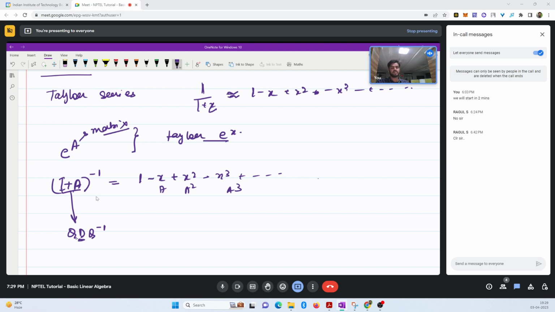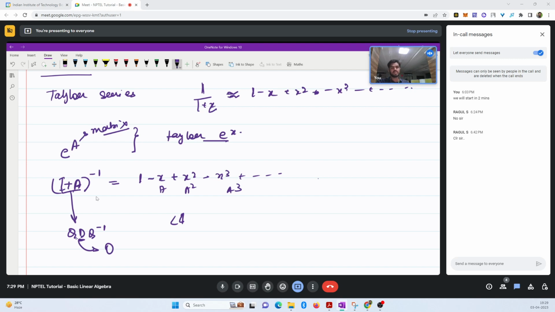Let's say the diagonal entries, if they are less than 1, I'm just taking an example, then eventually this thing will go to 0, right? So these kind of patterns you can make out over there, and you can say whether this series would converge for this thing or not.